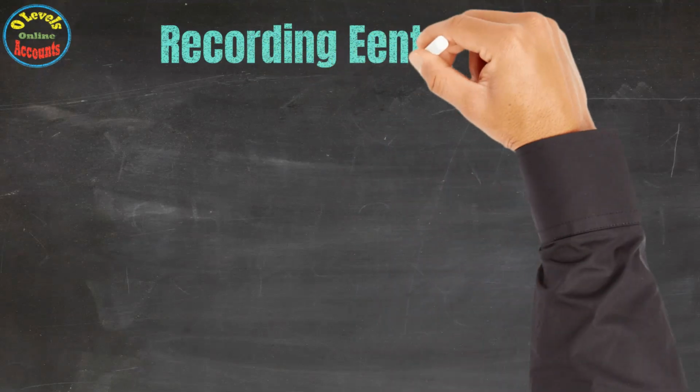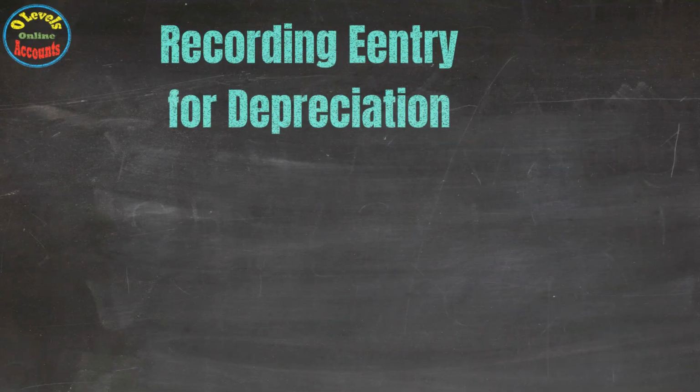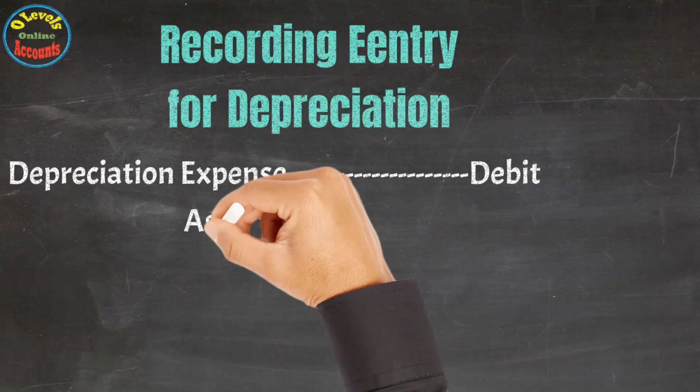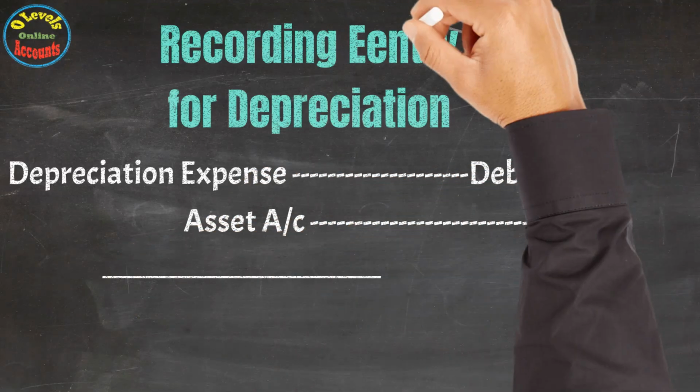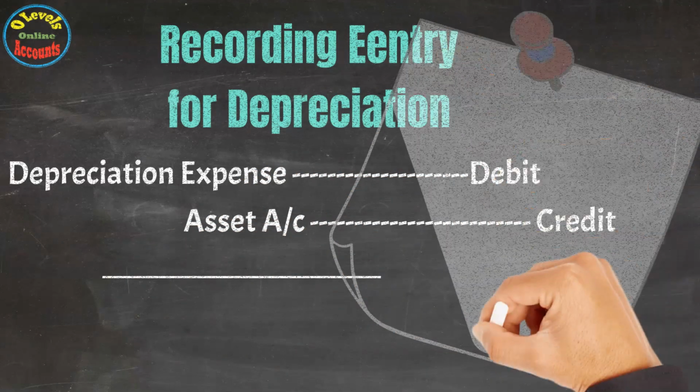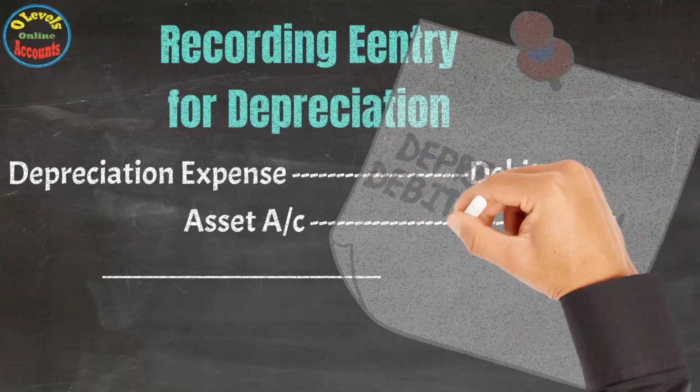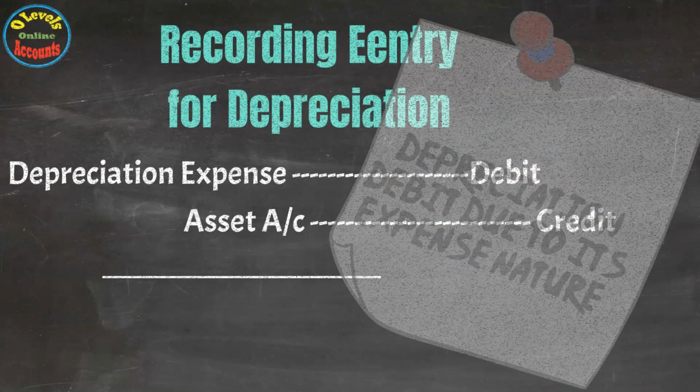First tip for the recording entry for the depreciation. Depreciation account debit and asset account credit. In this entry, depreciation is debited due to its expense nature, as we know from the lectures. Let's move to the next tip.